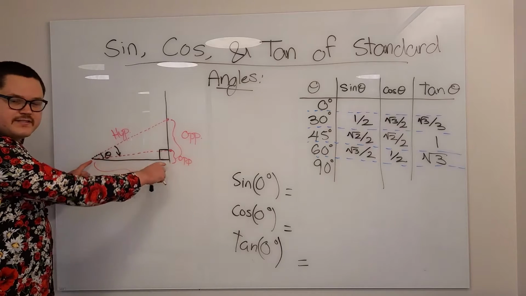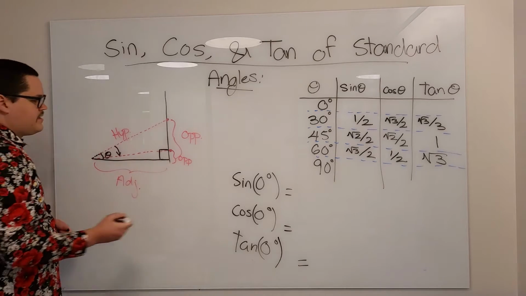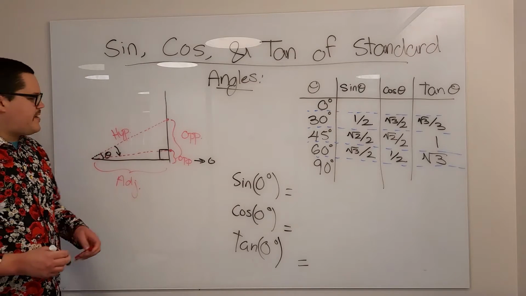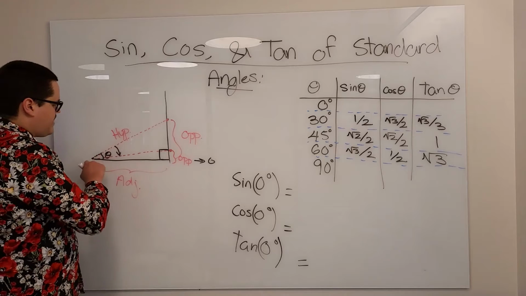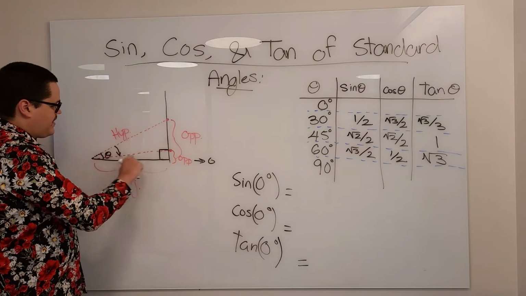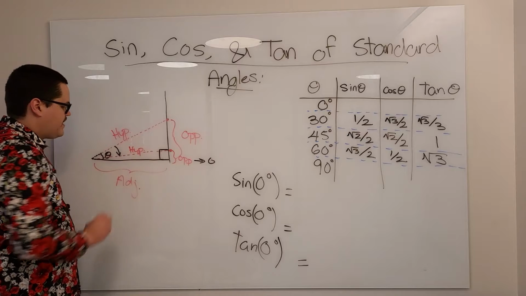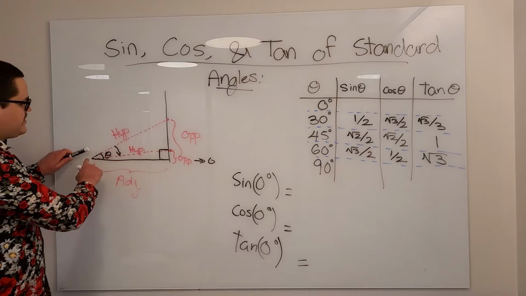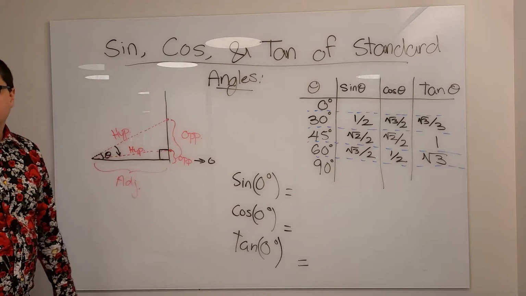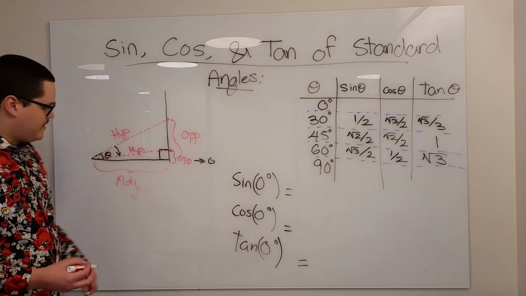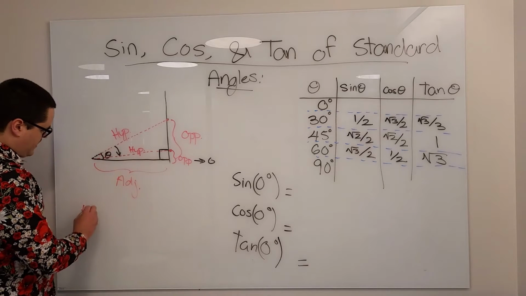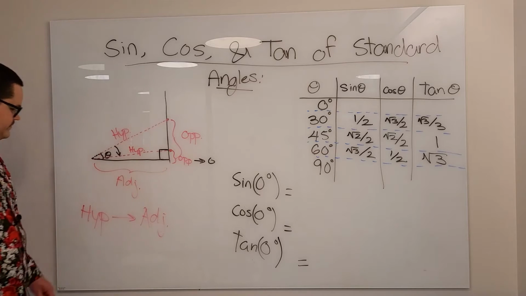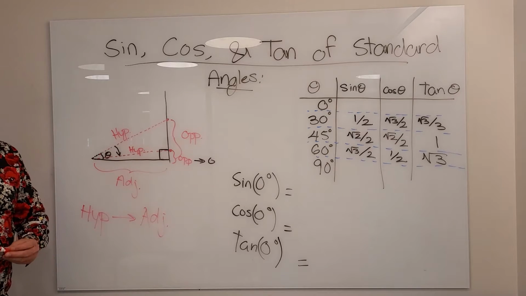The adjacent stays the same, however. So opposite goes to 0, adjacent is still what it was. What about this hypotenuse, though? So the hypotenuse used to be this thing. Now it's this thing. And as the angle declines even further towards 0, you see the hypotenuse and the adjacent end up being the same length. In other words, the hypotenuse approaches the adjacent as theta goes to 0.